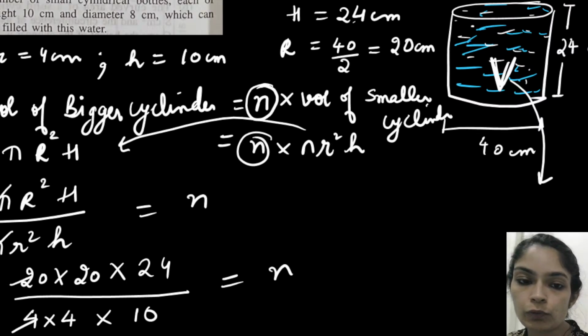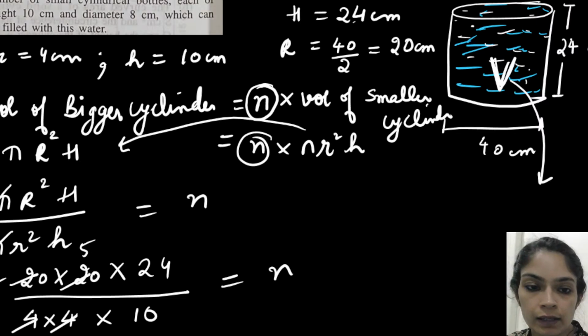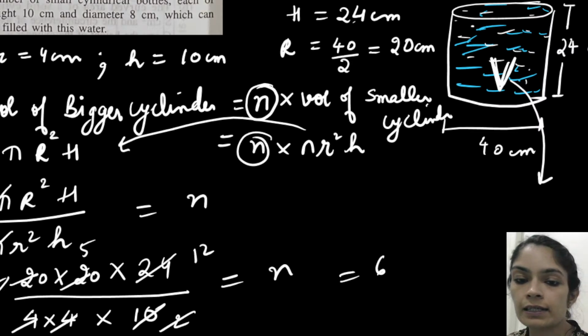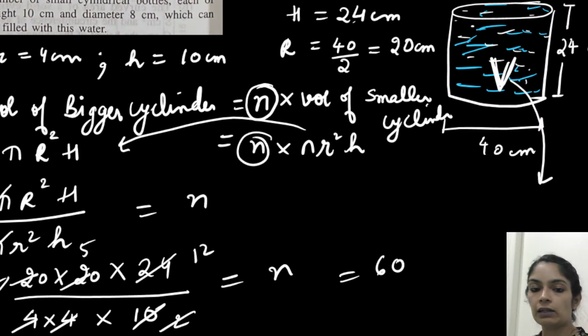See the way I am doing. 4 into 5 is 20. 4 into 5 is 20, and then 5 into 2, 2 into 12, and 5 into 12 is 60. See, I also didn't use any calculator, but within a fraction of seconds this calculation is done. So we have found the value of n as 60.